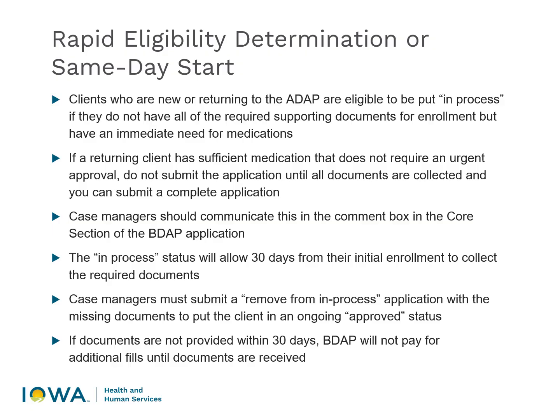As a case manager, it's your responsibility to communicate that you are submitting a rapid start or a same-day start application in the core section of the BDAP application. What this does is it puts the client in process for 30 days from their initial enrollment to collect the required documents. Case managers must submit a remove from in-process application with the missing documents to put the client in an ongoing approved status. If documents are not provided to the BDAP within 30 days, we will not pay for additional fills until documents have been received.